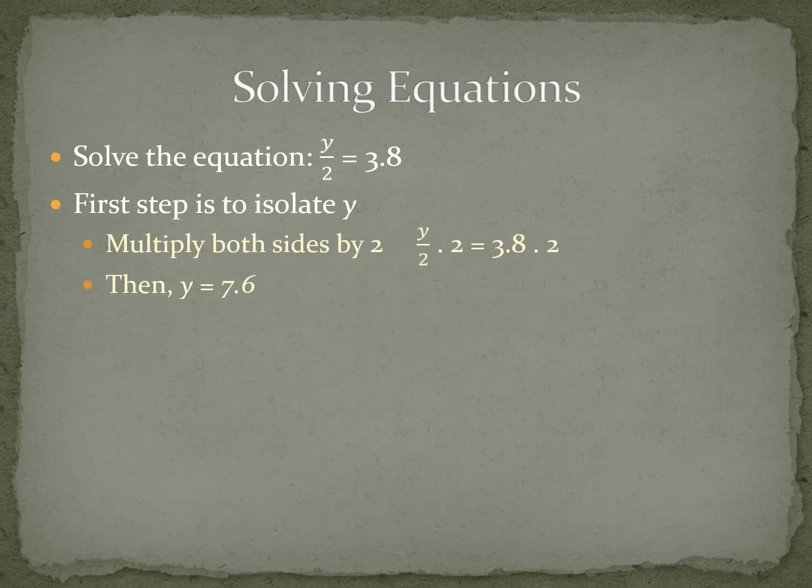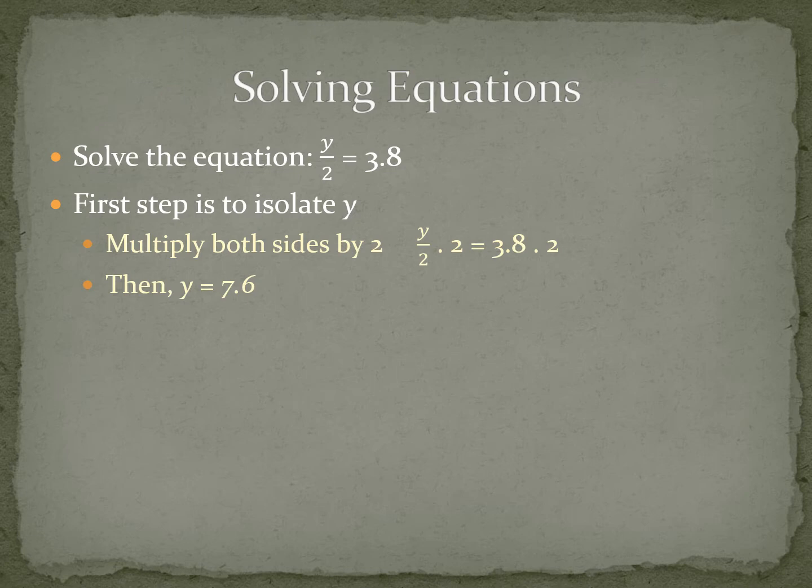Alright, so basically this slide is just talking about how we need to isolate the variable. And the variable here is y. Okay, and remembering that we need to treat both sides of the equation the same. So whatever you do to the left side, you have to do to the right side. So as we see, this is y divided by 2. So in order to get rid of the 2, we need to multiply both sides by 2.